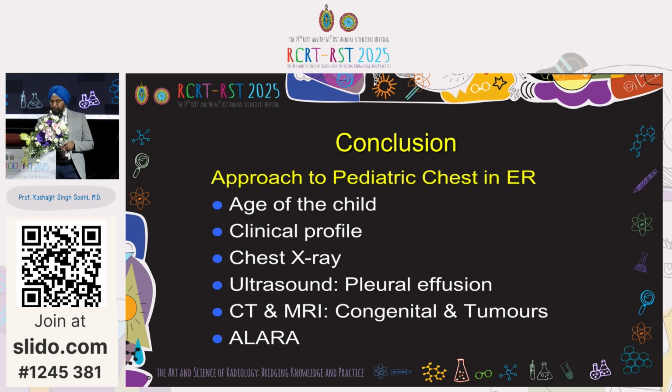I would like to conclude by saying the approach to a pediatric chest in the ER depends on the age of the child and clinical profile. Chest X-ray is the first investigation to start with, which can be followed up by ultrasound if you're looking at pleural effusions or patterns of collapse at times as well. CT and MRI are reserved for congenital lesions, for pre-surgical road mapping, and for tumors as well. But always remember the ALARA principle while imaging the child, to save kids from radiation.